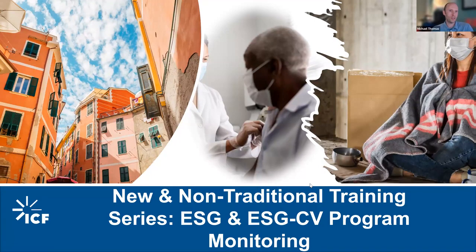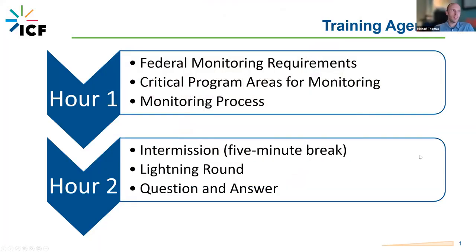So this is our agenda for today. We're first going to talk about federal monitoring requirements. So what has to be done? We will talk about critical program areas for monitoring. So if you are going to be monitored, what program areas would you be thinking about? And then we're going to talk a little about the monitoring process. We won't get into super deep detail on that, but we're going to go in general into what a monitoring process looks like.